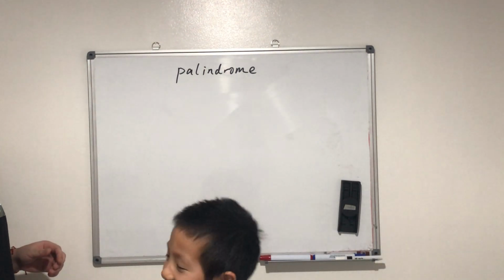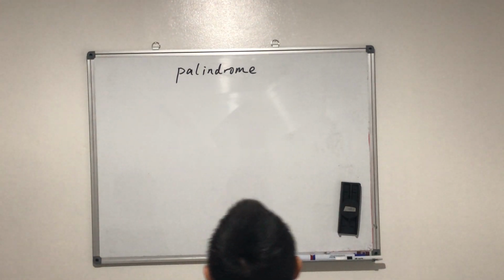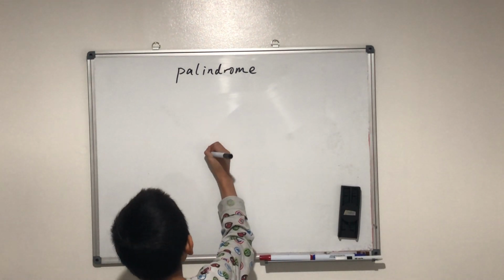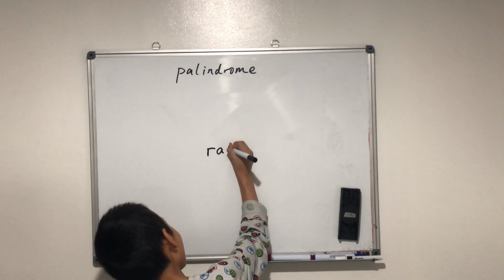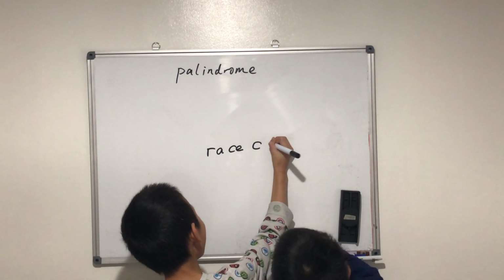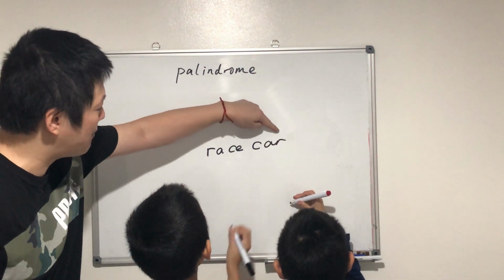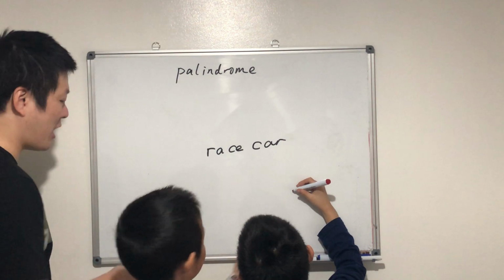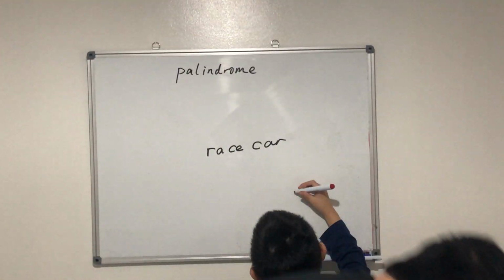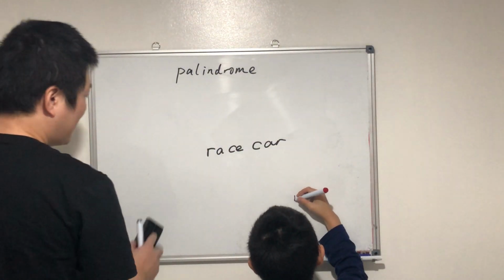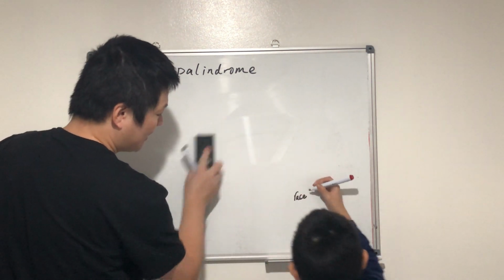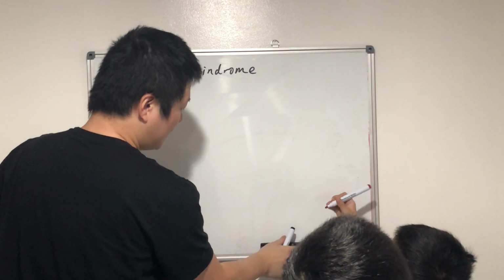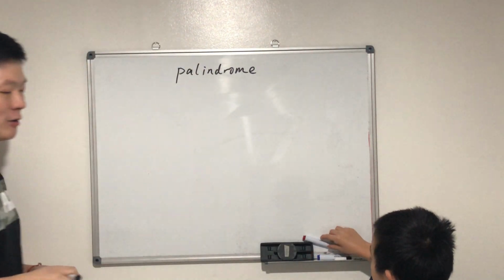It's like a word that's spelled backwards. Like race car. Well done, yeah, race car, because race car spelled backwards is also race car. R-A-C-E-C-A-R. Okay, good job. Ryan, do you get it? Yeah, race car.